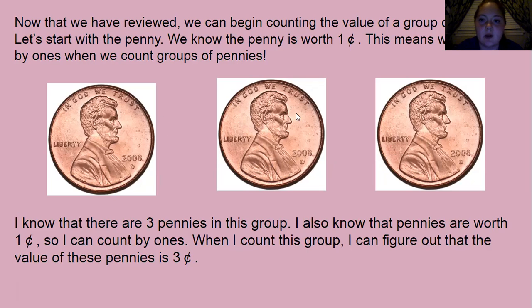1, 2, 3. So I see that there are 3 pennies in this group. And I know that pennies are worth 1 cent. So when I count the money, I count it by ones. Let's count this group again, but think about it in terms of money. 1, 2, 3. When I count this group, I know that the value of this group of pennies is 3 cents.